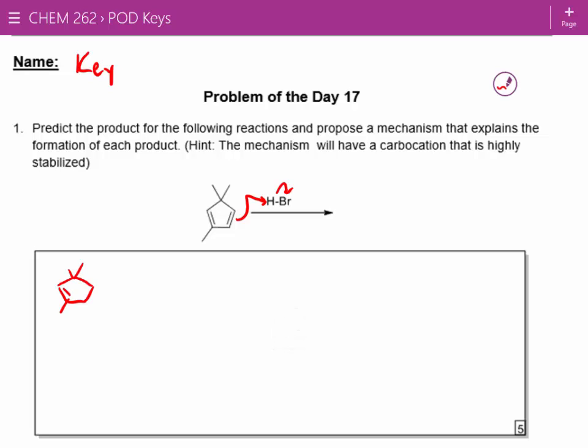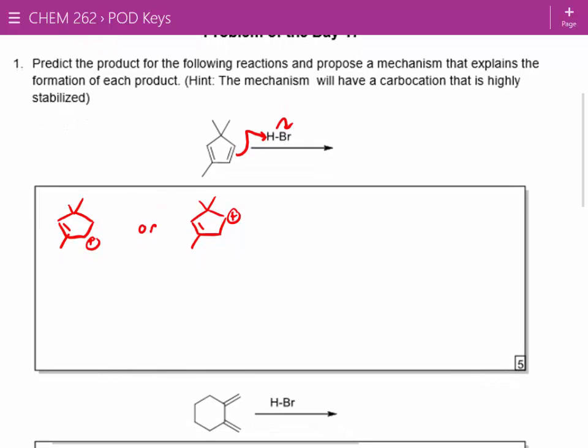I could form my carbocation down here, or I could form my carbocation up here. Which one's going to be more stable? Left or the right? I'm hearing two answers.